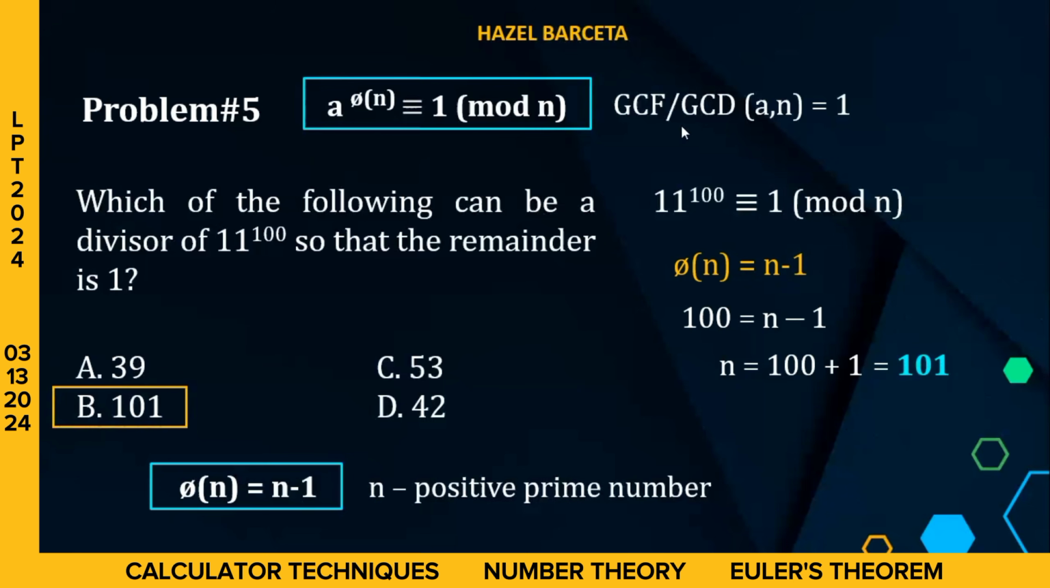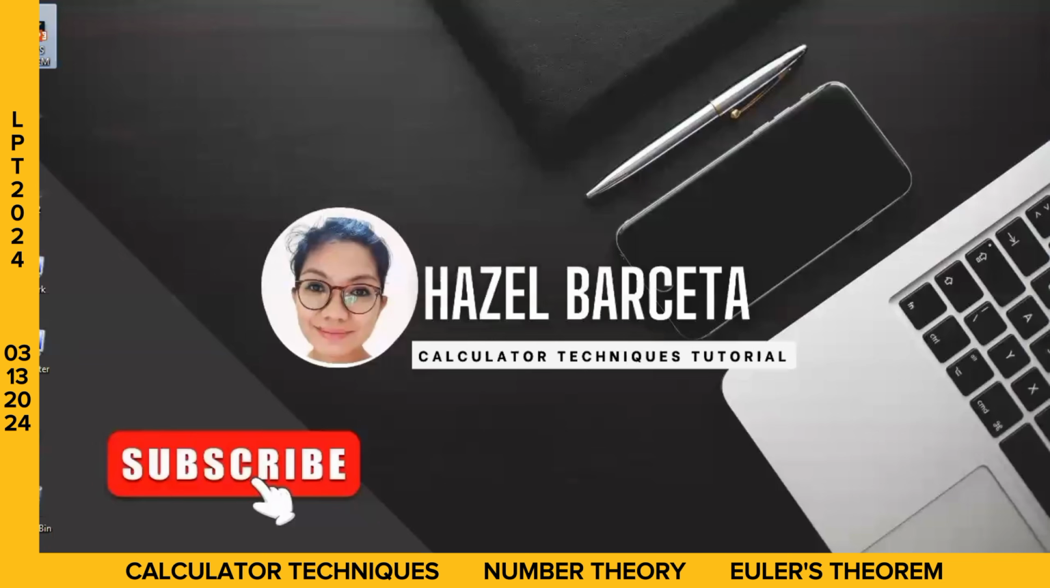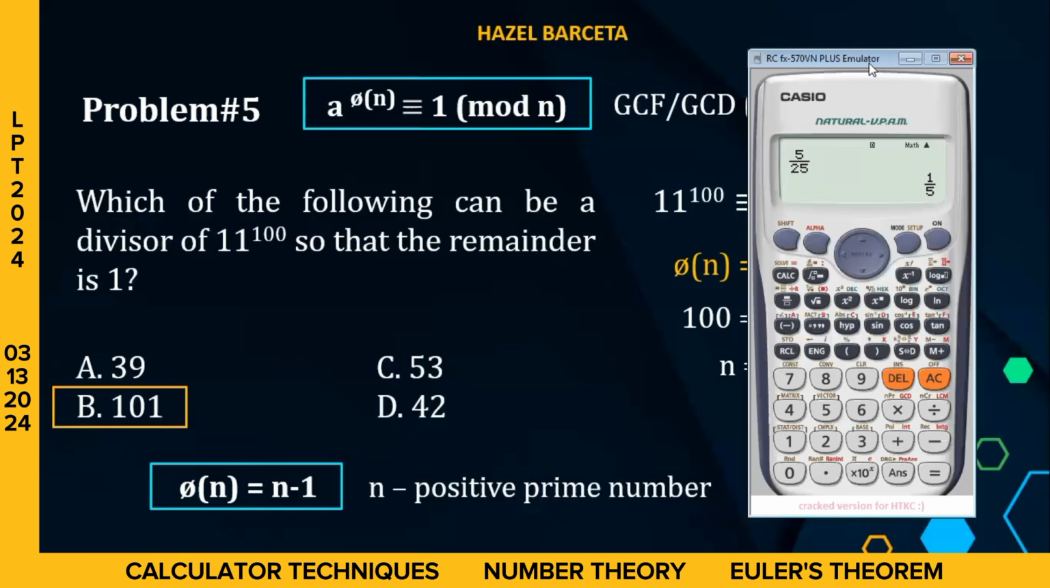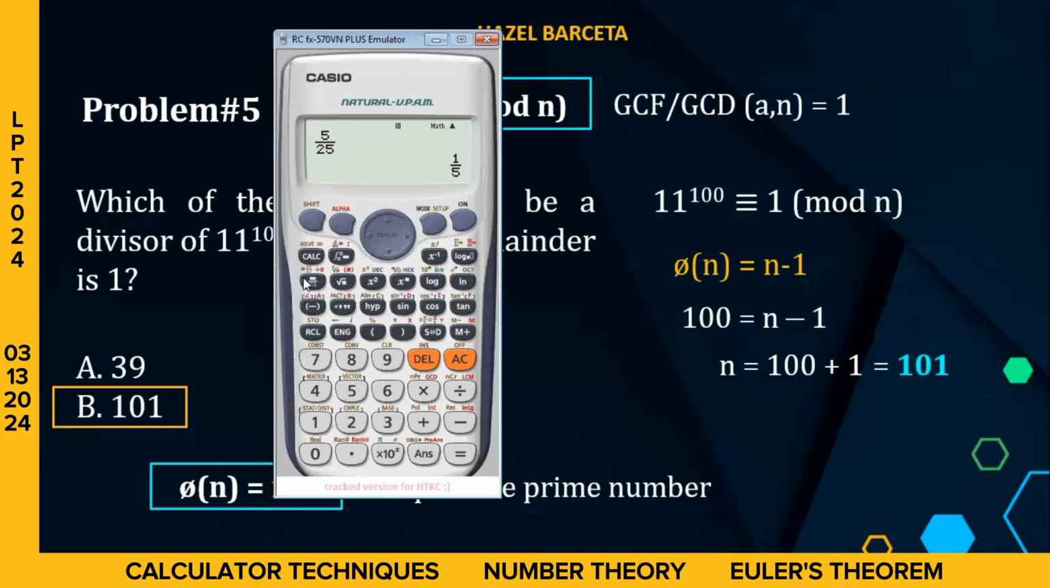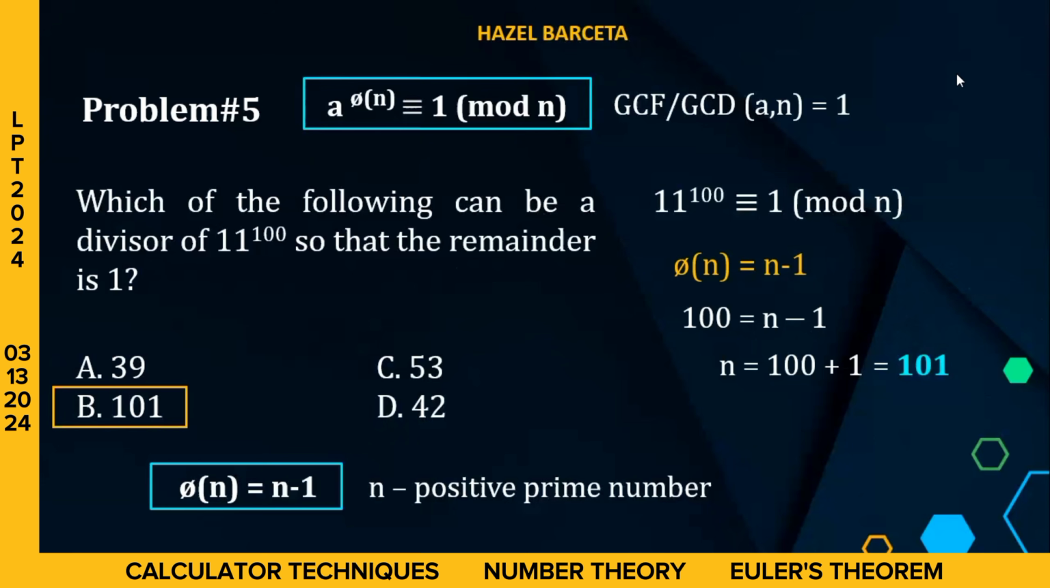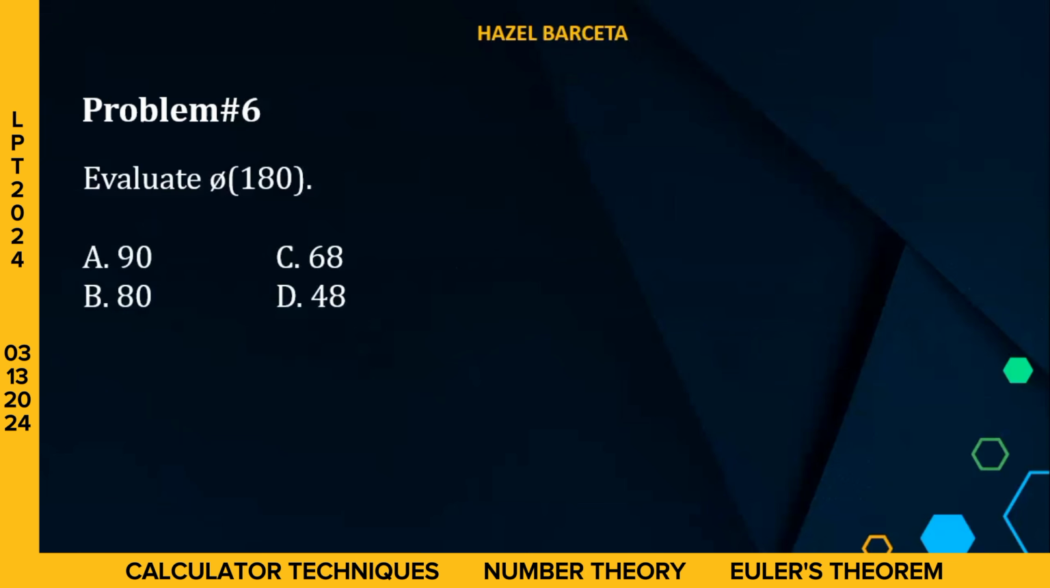So, check po natin kung pasok po ba talaga dito. We have n equal to 101, a equal to 11. So, 11 over 101, ayan, pareho lang, relatively prime. So, check. How about n as a positive prime number? Check pa rin. So, we're good and it's letter B. Ayan po. Problem number 6.